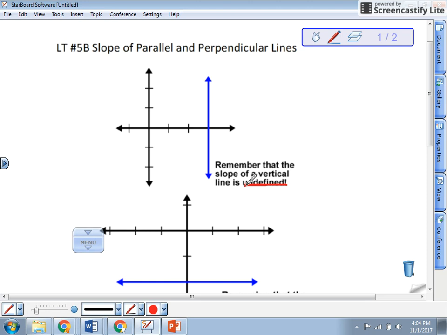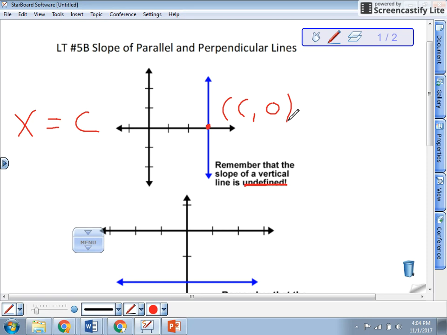So if we look at this, they will always take the form of x equals some constant, okay? I'll just put c there. Because if we look at this point right here, that point as an ordered pair is whatever that constant is, 0. So the equation will just be x equals c.